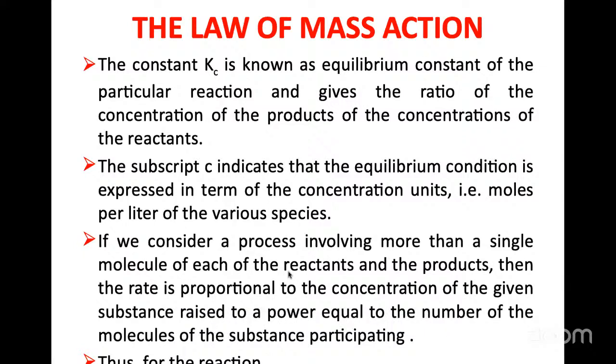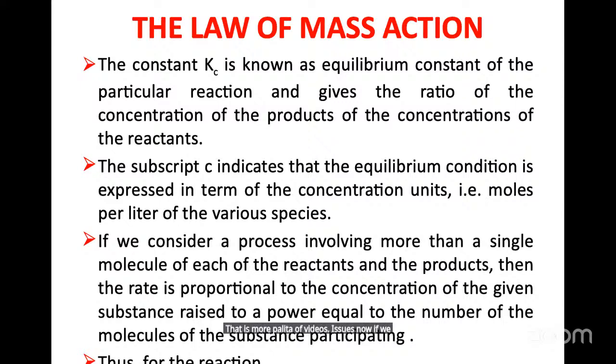Now, the subscript C indicates that the equilibrium condition is expressed in terms of concentration terms, because you can have that equilibrium constant in a different form. But in this case, it's concentration. We're going to talk about the other form anyway. So that's why it's written as Kc and not Kp. You can also have it as Kp when it's expressed in terms of pressure. In this case, the subscript C indicates that the equilibrium condition is expressed in terms of the concentration units, that is mole per liter of various species.